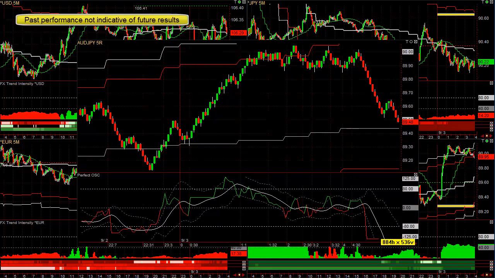And basically how I use it is, if I get a strong move up and I get a pullback and it goes underneath the lower Bollinger Bands around the Perfect Oscillator, this is a pretty decent place to be looking for buys, because typically it's going to reverse. Notice this place right here went up.